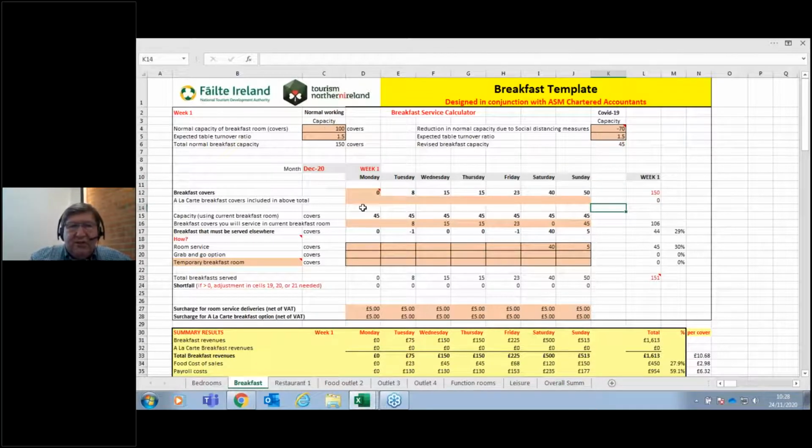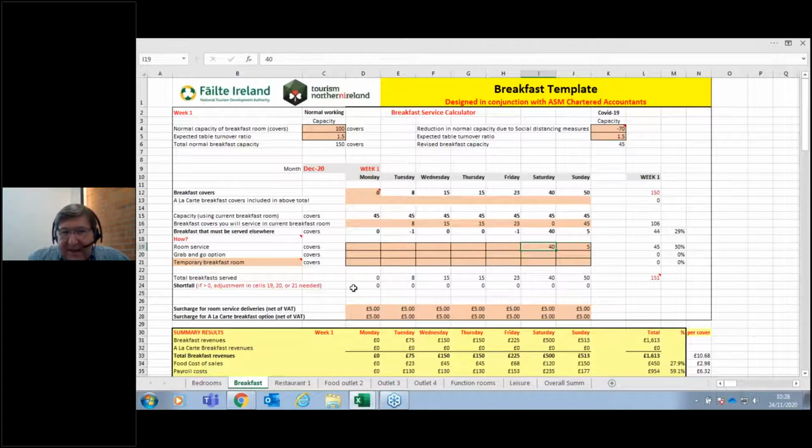And what we then do is we then enter down here the number of breakfasts that we're going to serve in our main breakfast room or a restaurant each day. So in this case, we have a capacity of roughly 45 taken from here. And the only day that we breach 45 covers is actually on Sunday. So we're going to do 5 room service. For one reason or other, we're getting the restaurant redecorated on Saturday, so we're going to do all of those as room service, and we'll see how we put the costs in for that.